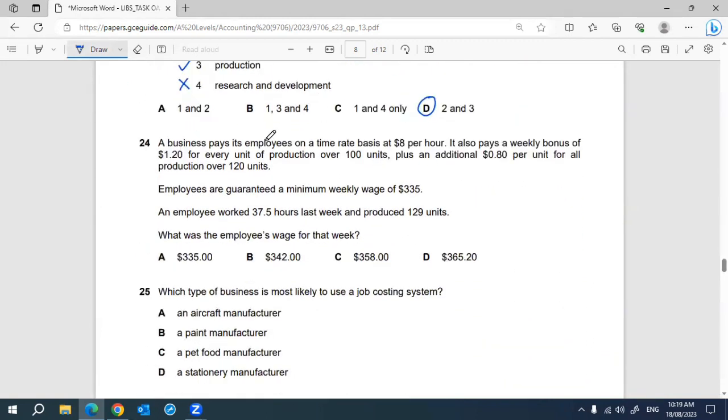A business pays its employees on a time rate basis of $8 per hour. It also pays a weekly bonus of $1.20 for every unit of production over 100 units, plus an additional 80 cents per unit for all production over 120 units. So employees are guaranteed a minimum weekly wage of $335. An employee worked for 37.5 hours last week and produced 129 units. Question: what was the employee's wages for that week? So here we need to calculate the components of the wages, starting off with basic wage.